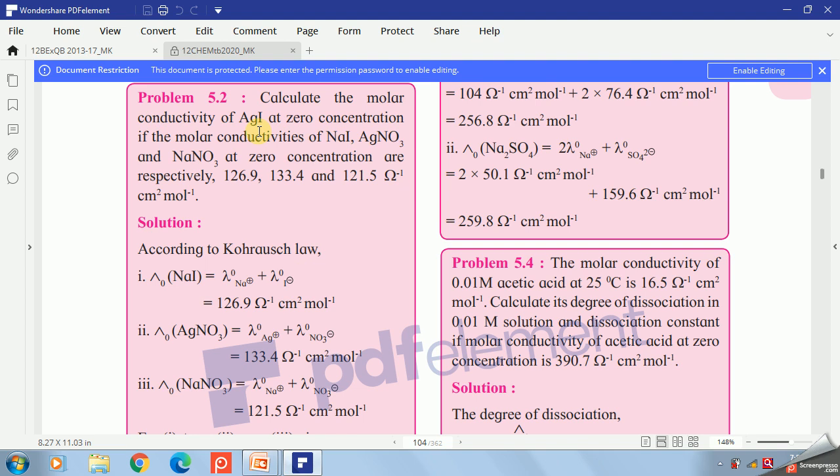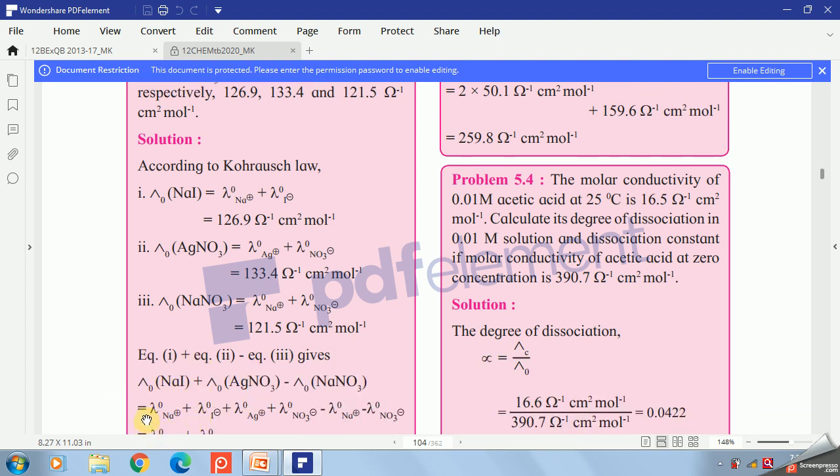So you write, according to Kohlrausch's law, lambda 0 of AgI contains Ag and I. Here Ag is present in AgNO3, and here in NaI, iodine is present. So these two electrolytes should be added, and the Na from this and NO3 from this can be removed. So this third can be subtracted. So the molar conductivity of AgI equals molar conductivity of NaI plus molar conductivity of AgNO3 minus molar conductivity of NaNO3.